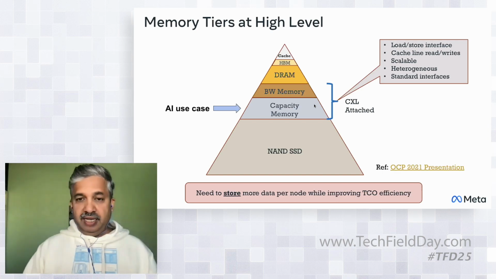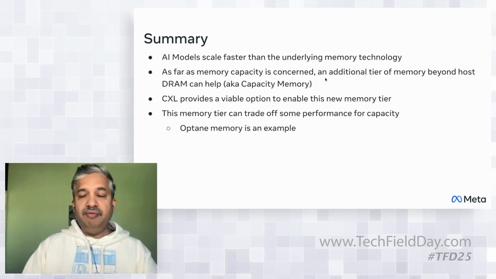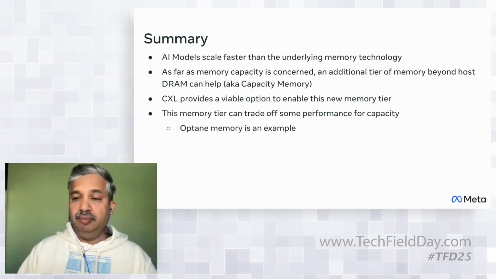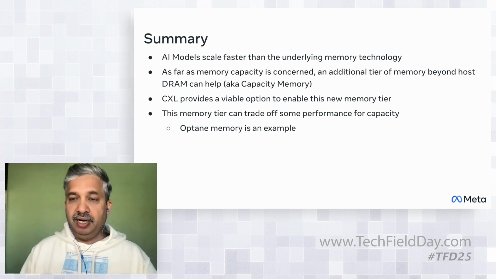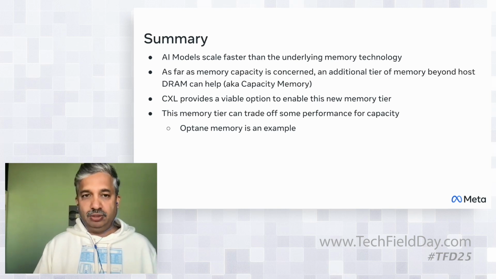So to summarize, these AI models are driving our need. They are scaling faster. They need more changes in the underlying memory technology. We have a large gap right now between DRAM and NAND from the performance perspective, even though the tiering solution that we currently looked at does explore that, as the paper was published. And as far as memory capacity is concerned, we do need that additional tier of memory beyond what the host memory has today, so that we can expand through that capacity memory and achieve the desired density.